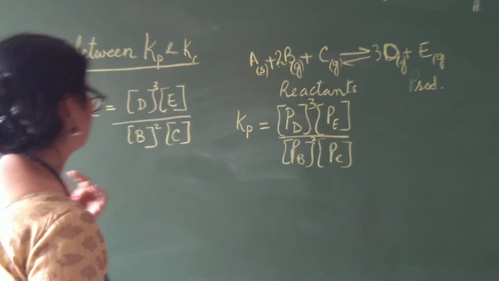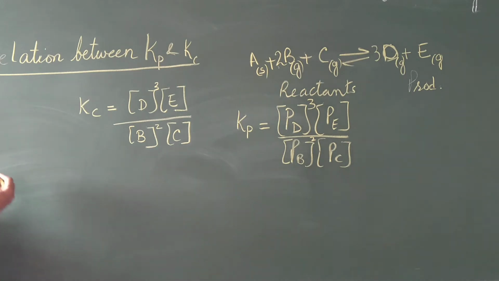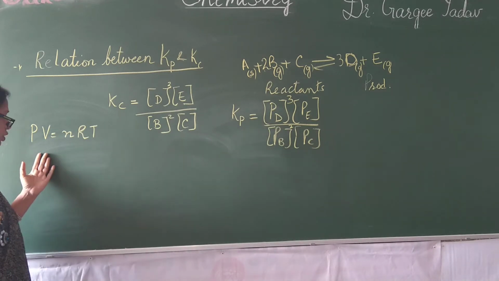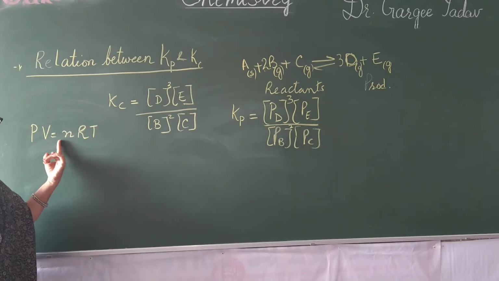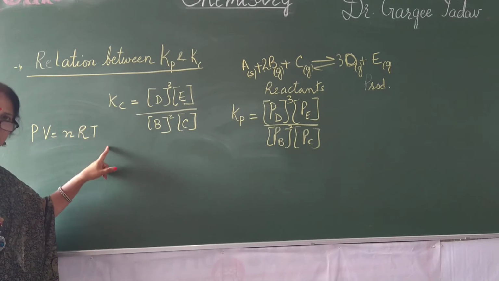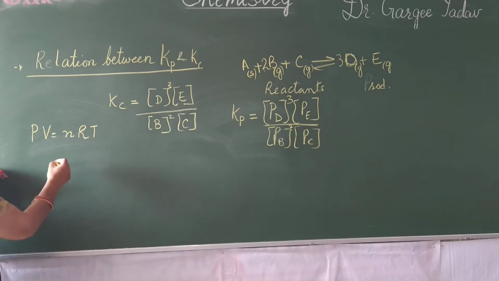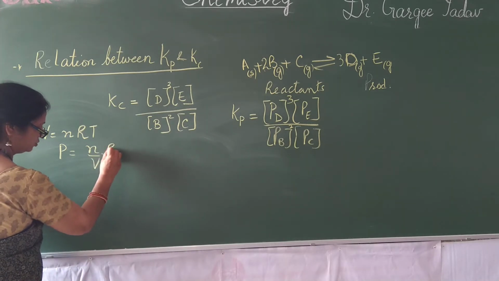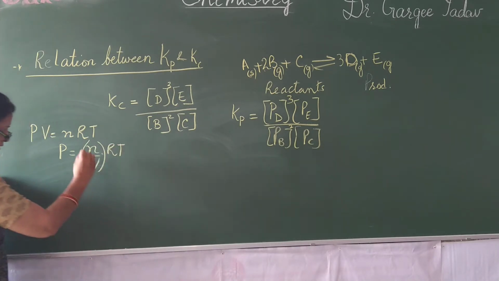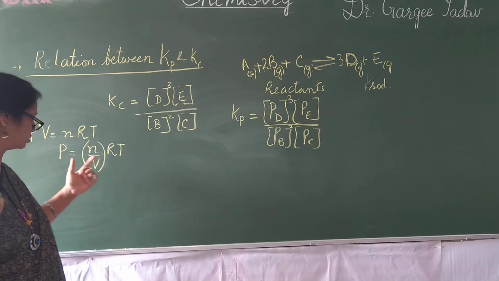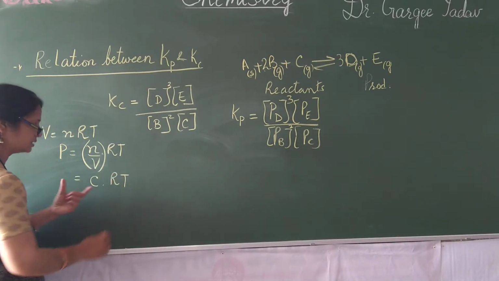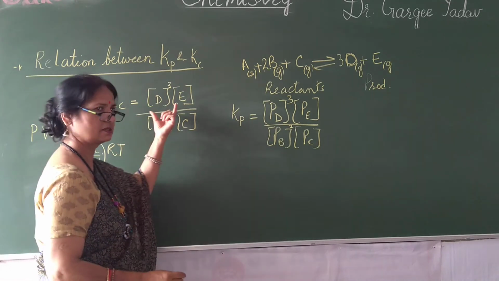First of all, we all know that the ideal gas equation is given by PV is equal to nRT. Here P is the pressure, V is the volume, n is the number of moles, R is the gas constant, and T is the temperature in Kelvin. So pressure will be equal to how much? n upon V into RT. Now this n upon V stands for the concentration term. So it is actually C into RT. And this concentration term is the same as this one.